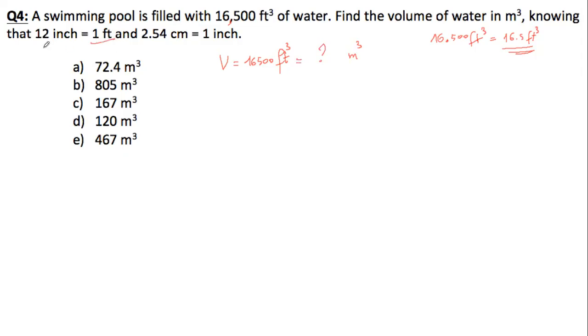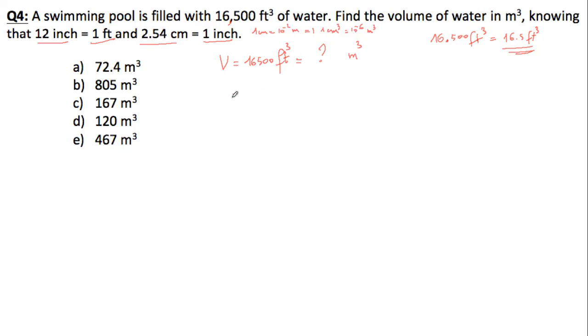Now let's convert it into meter, knowing that 1 foot is 12 inches and 1 inch is 2.54 centimeter. And of course, 1 centimeter is 10 to the power minus 2 meters, meaning 1 centimeter cube is 10 to the power minus 6 meter cube. These are the conversion ratios that I know.